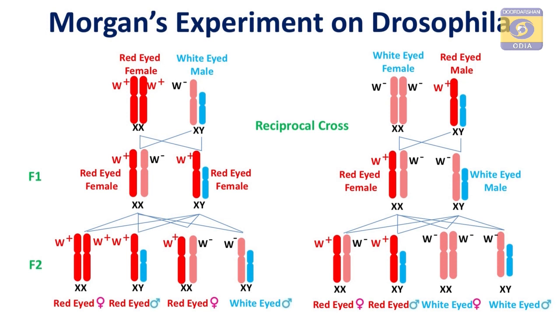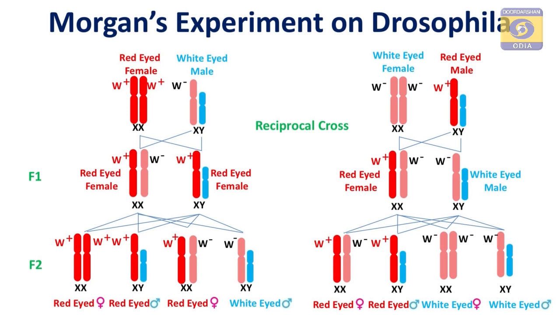All females are red-eyed, and among males 50% are red-eyed and the rest 50% white-eyed. So the result was obtained on the basis of sex. So, no doubt it is a sex-linked trait. You must say the sex-linked traits do not give the same result in reciprocal crosses, right? You see the cross 2.